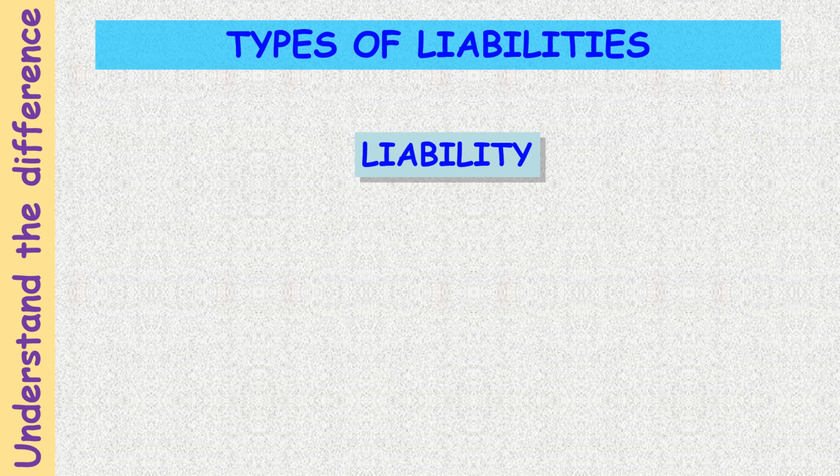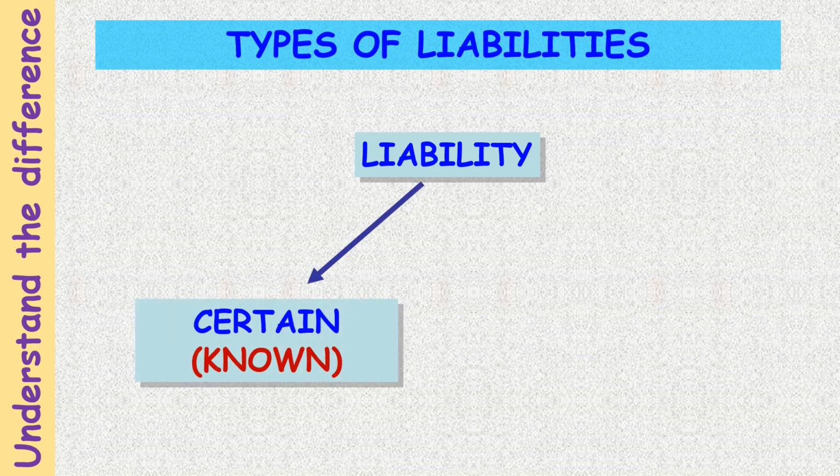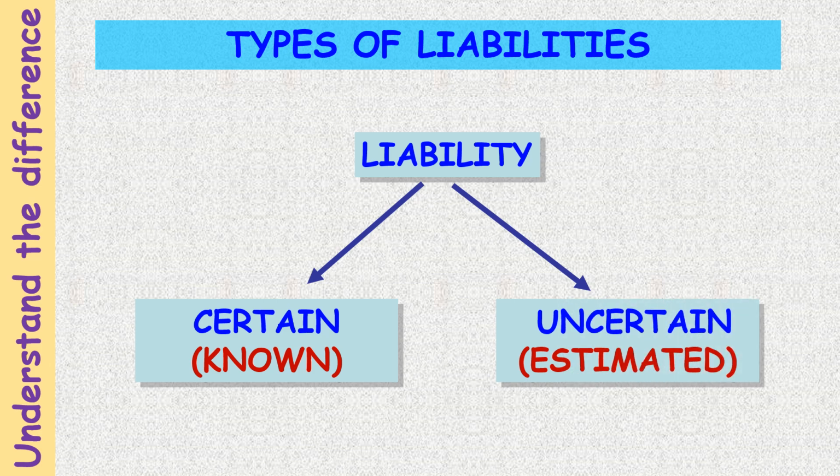Another way of looking at liabilities is whether they are certain liabilities or uncertain estimated liabilities. Certain liabilities have been explained in separate videos available on the channel, so do watch those videos. In this lecture, we are going to look at uncertain or estimated liabilities. We'll give you an example to help you understand why they are called uncertain or estimated liabilities.